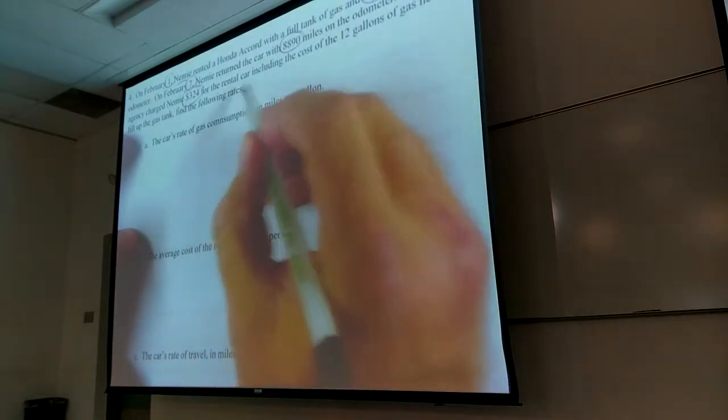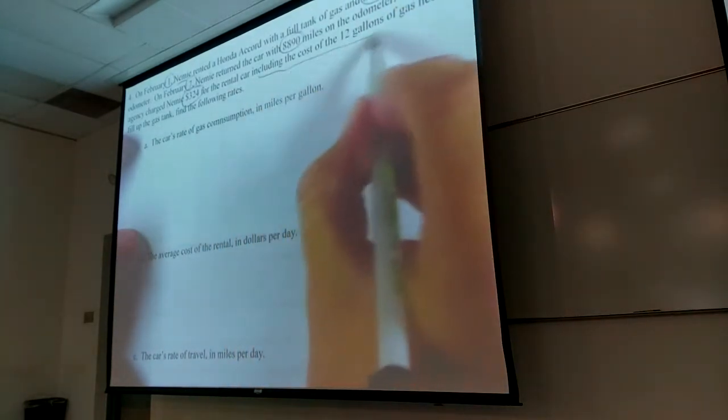So I can see several rates of change. How the days change, how the odometer changed, the mileage change. If the rental agency charged Nemi $324 for the rental car, including the cost of the 12 gallons of gas needed to fill up the gas tank, find the following rates. All right. The car's rate of gas consumption.